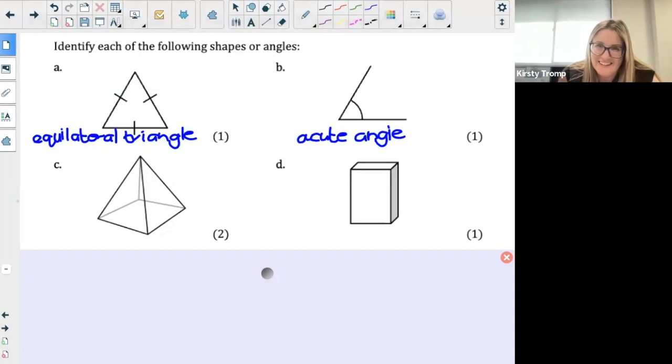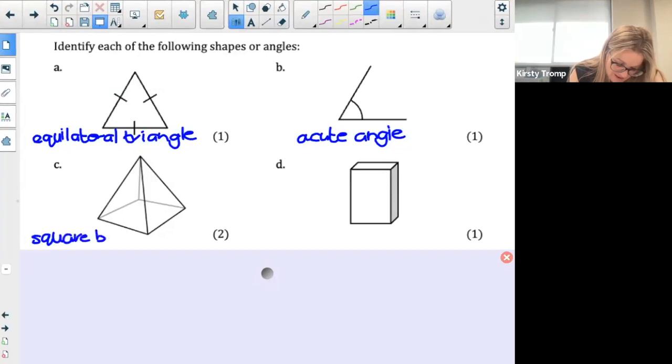We have Shakina on the line. Good afternoon, Shakina. How are you? Afternoon, sir and ma'am. Hi there, Shakina. Talk to us. I think C is a square-based pyramid. Well done. It is a square-based pyramid. You are absolutely correct. Thank you so much, Shakina. You're welcome, ma'am.